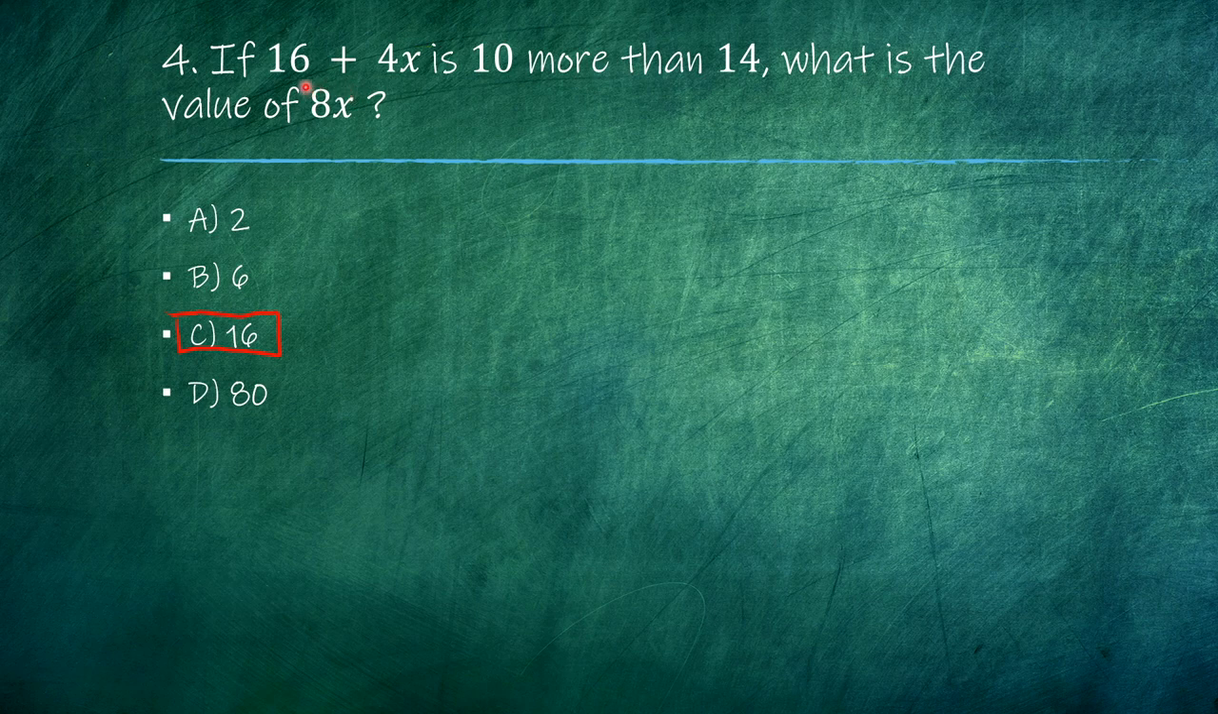So let's translate this question into our equation. Whenever we see is, that's equal to. Whenever we see more than, that means plus. So if we were to translate this whole thing, we can rewrite it as 16 plus 4x is, so that's equal, 10 more than 14. And our goal is to find ax, right?